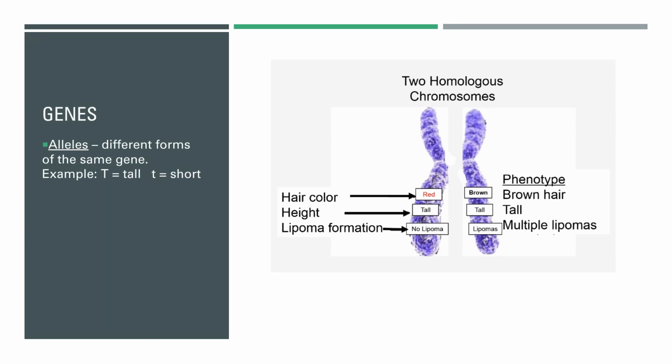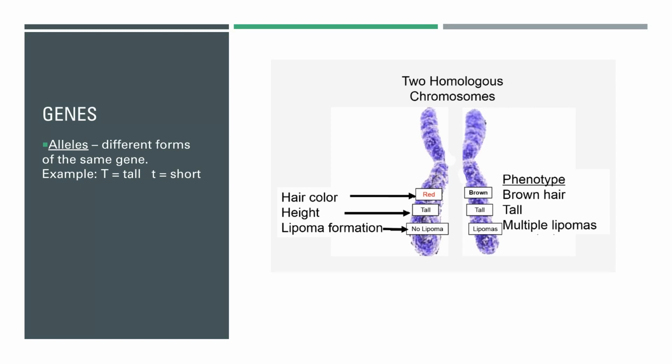But over here, we have an example of these two homologous chromosomes. Remember that every single individual is going to have two sets of chromosomes, 1 through 23. And when you're dealing with two sets of chromosomes, you're going to have different alleles for a particular gene. So if a gene, for example, is hair color, you may have a red allele on one chromosome and a brown allele on another. So two different alleles.